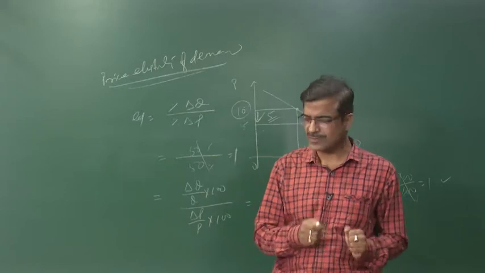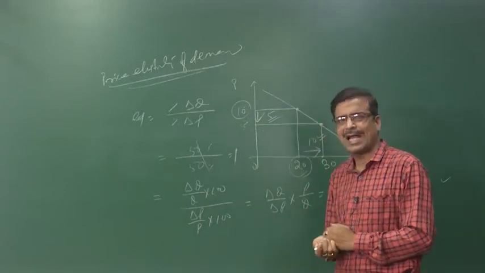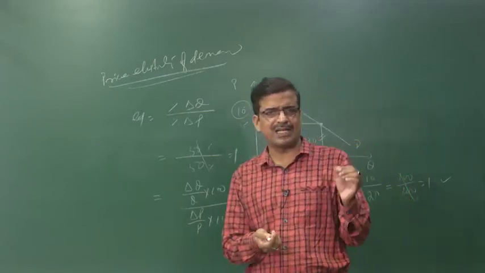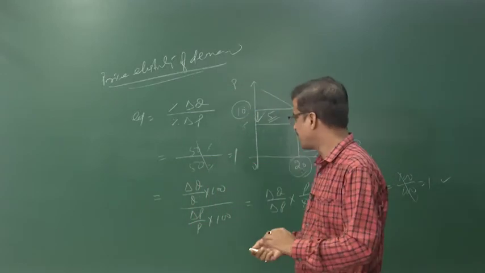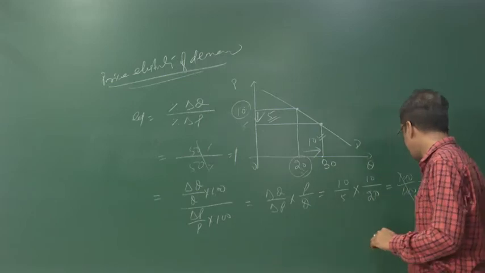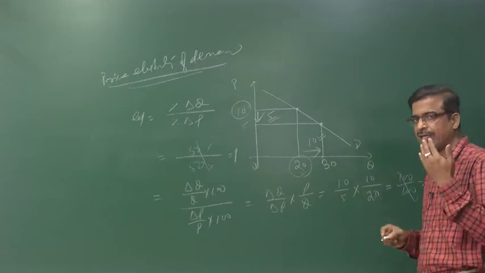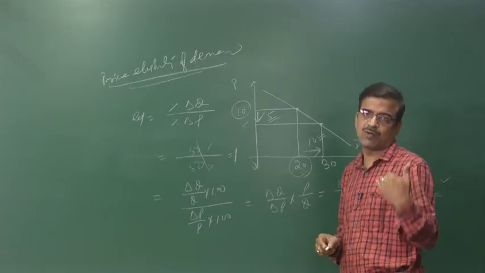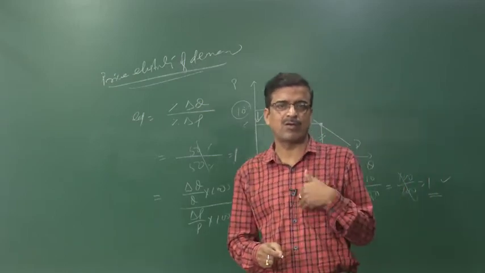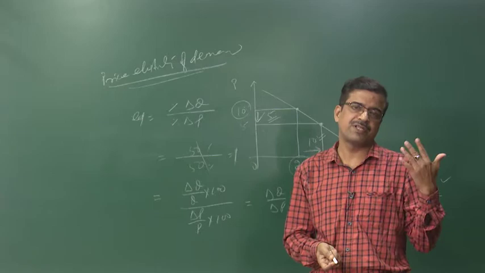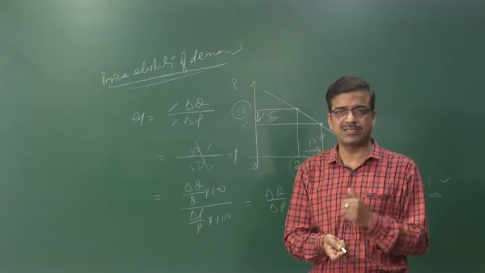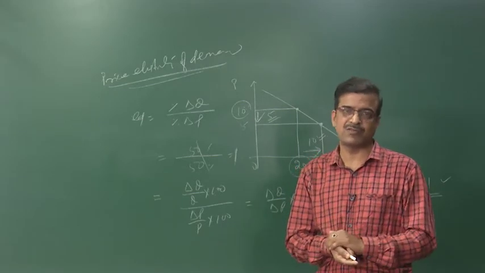Okay. Now Marshall actually categorized the entire elasticity into 5 different types. The result we got here is equal to 1. Either it is 1 or more than 1 or less than 1 or equal to 0 or equal to infinity. Therefore, Marshall categorized the entire price elasticity into the 5 types.